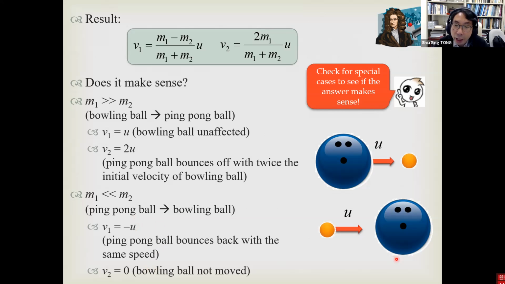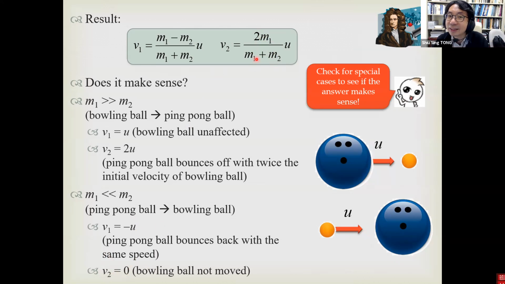Okay, and the bowling ball is not affected at all. It's like a mosquito colliding with an elephant. The elephant will not be affected by the mosquito, right? So when the ping pong ball collides with the bowling ball, it does not have a change in velocity. Its velocity is still 0, and that can be seen from this equation. If M1 is much smaller than M2, this is essentially 0.